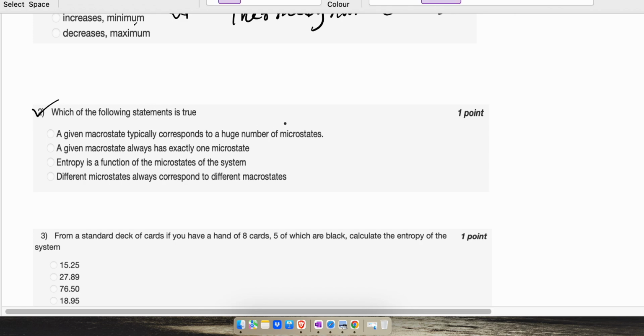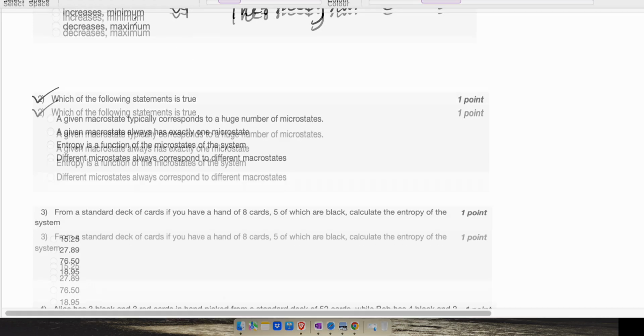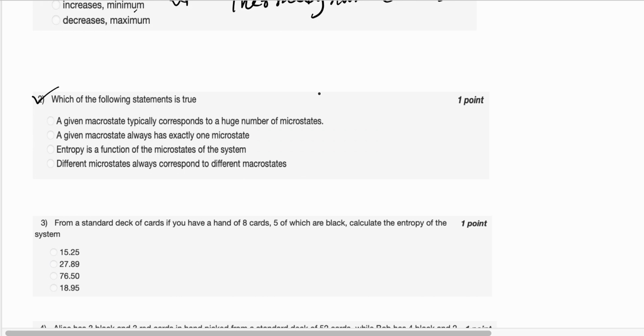Which of the following statements is true? A given macrostate typically corresponds to a huge number of microstates. Is it true? Yes, it is true. A macrostate is a coarse-grained picture of its microstates. The microstates can be different, but the macrostate can be the same. So a macrostate typically corresponds to a huge number of microstates. It is true.